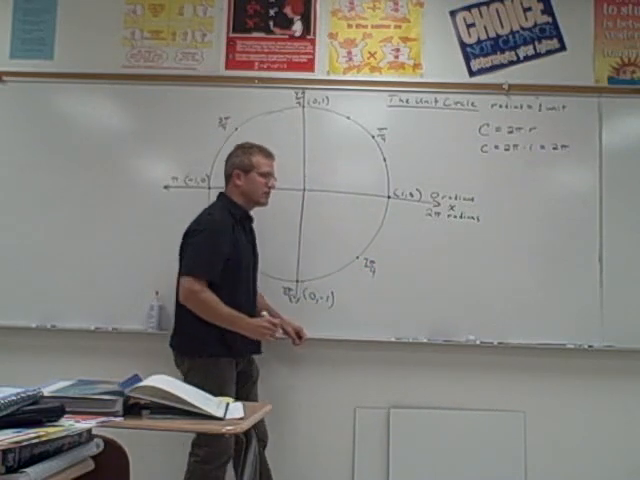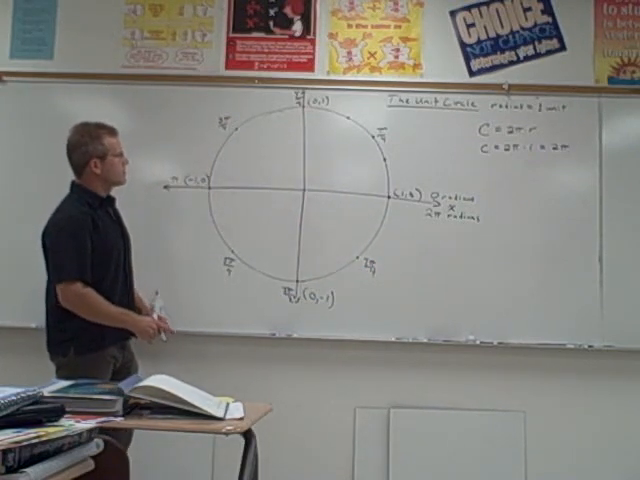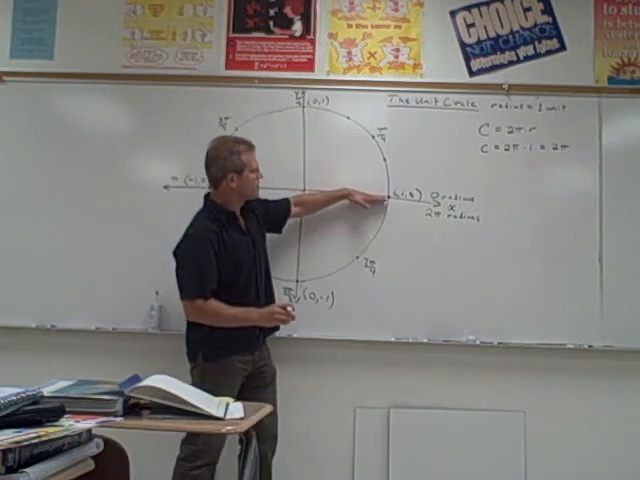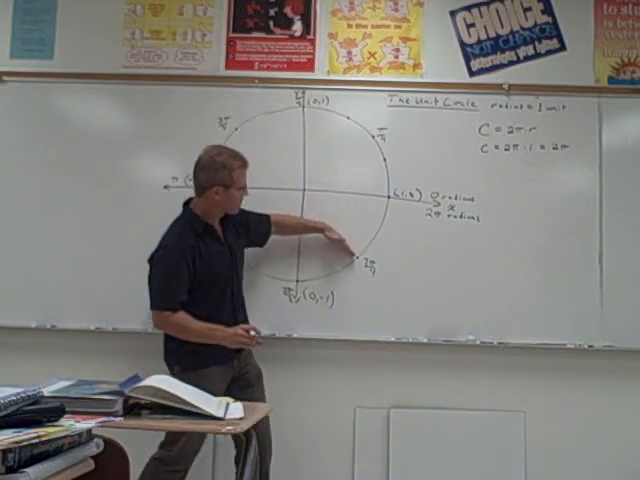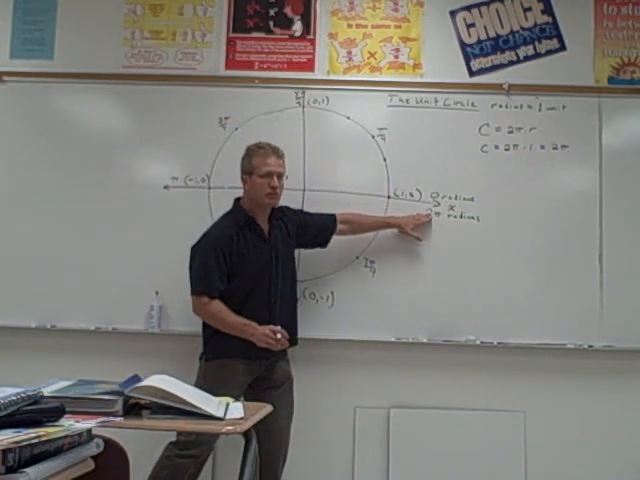So this is how I would suggest that you start your unit circle: go count by fours. There's 0, 1/4 pi, 2/4 pi, 3/4, 4/4, 5/4, 6/4, 7/4, back to 8/4, which is 2 pi.